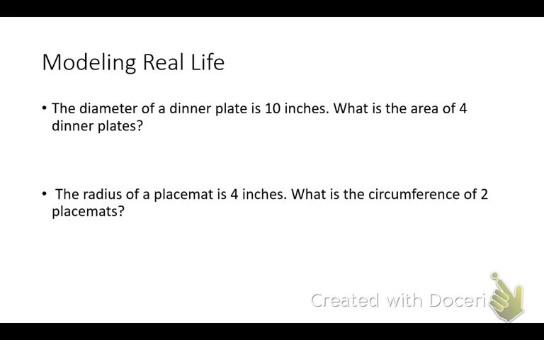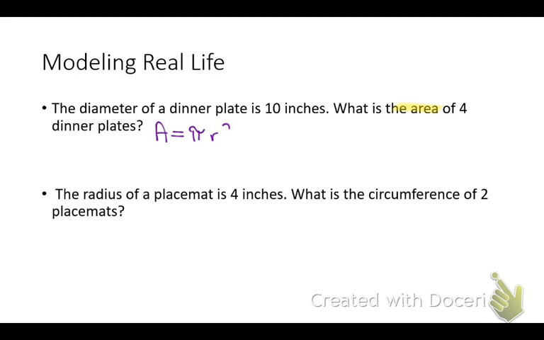We've got some modeling real life here. Now, there are some keywords here that hint to us what formula we need to use. The diameter of a dinner plate is 10 inches. What is the area of 4 dinner plates? I want you to look at this problem with your group mates and decide what formula you need to use to solve this problem. So what gave it away on which formula you were going to use? Area. So what's my formula? A equals pi r squared.